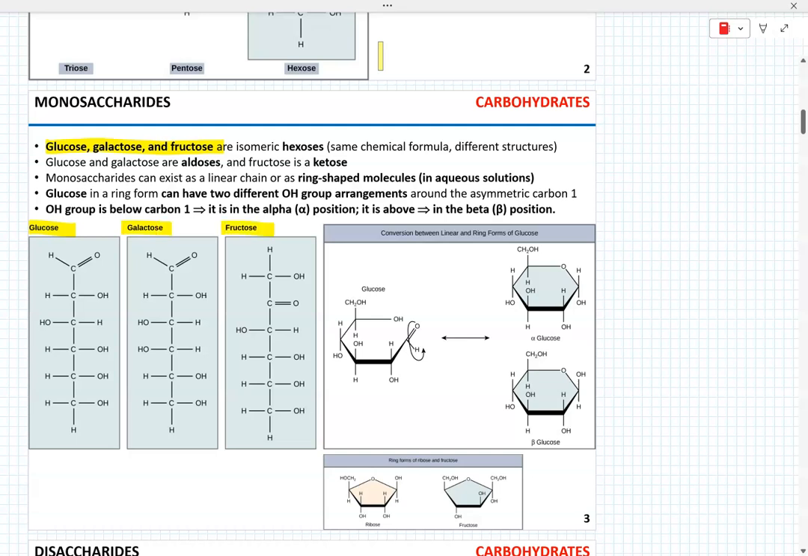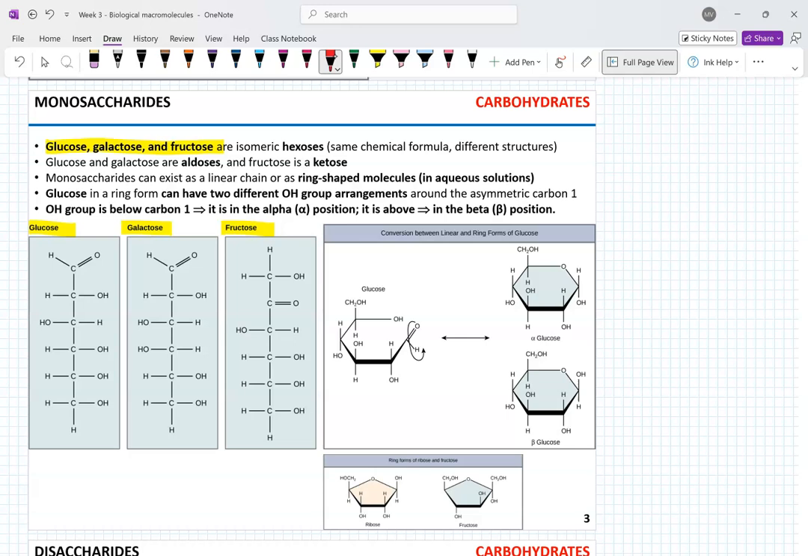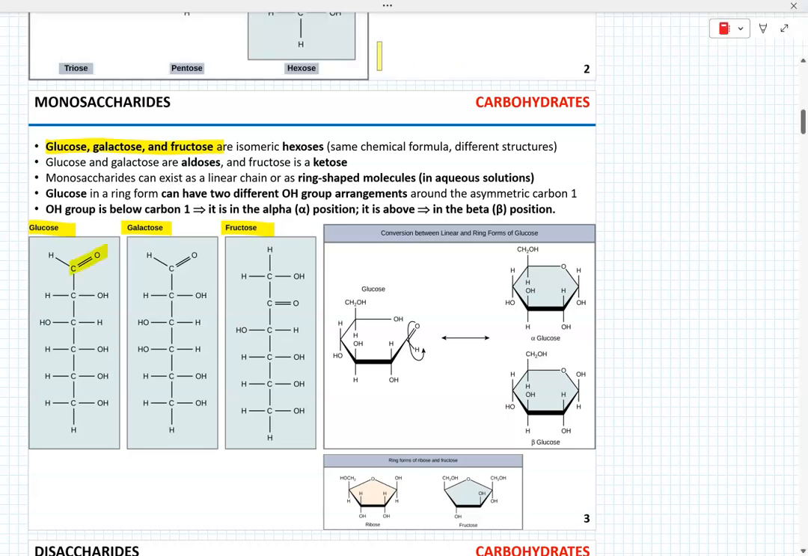The formulas represented here have 6 carbons because they are hexoses, and 2 of them, specifically glucose and galactose, are aldoses, with highlighted carbonyl groups forming an aldehyde. Fructose, on the other hand, is a ketose, with highlighted carbonyl group forming a keto group.